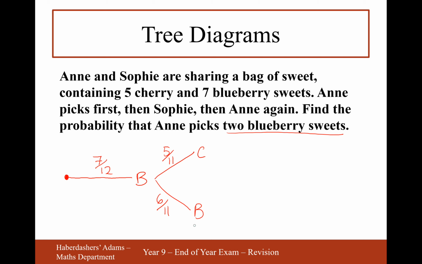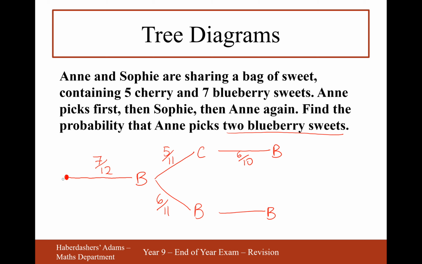Now that's Sophie's pick that I've just detailed here. Now I'm back to Anne, and I only care about Anne picking a blueberry sweet. So I'll only draw the branches for blueberry. Anne then has the probability for picking a blueberry the second time round. There are only 10 sweets left in the bag, because Anne's already picked one and Sophie's already picked one. So there's only 10 left. And how many blueberries are left? Well, she's picked one out here, so we're down to 6 here. Then Sophie picked a cherry, so that didn't matter. So there are 6 left here.